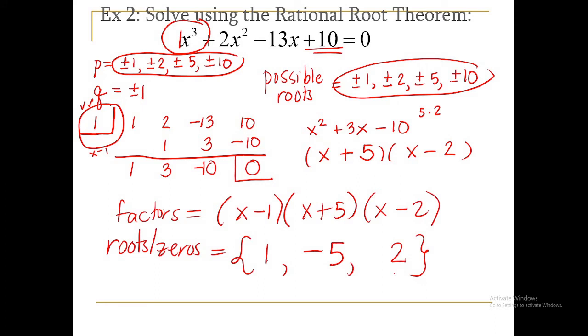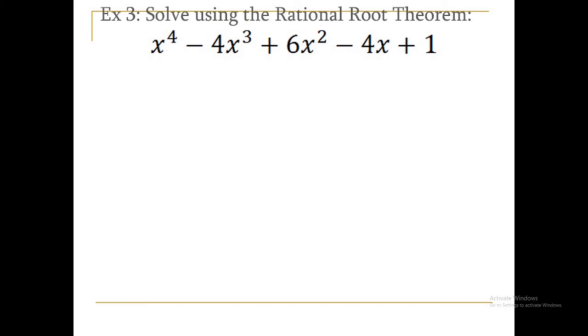And just like what I said a while ago, in our question, 1 is there, check. Negative 5 is there, check. 2 is there, check. It cannot happen that your answer is not found in the possible roots. Your answer for your roots or zeros should be found there. Okay? Let's go to our next problem.